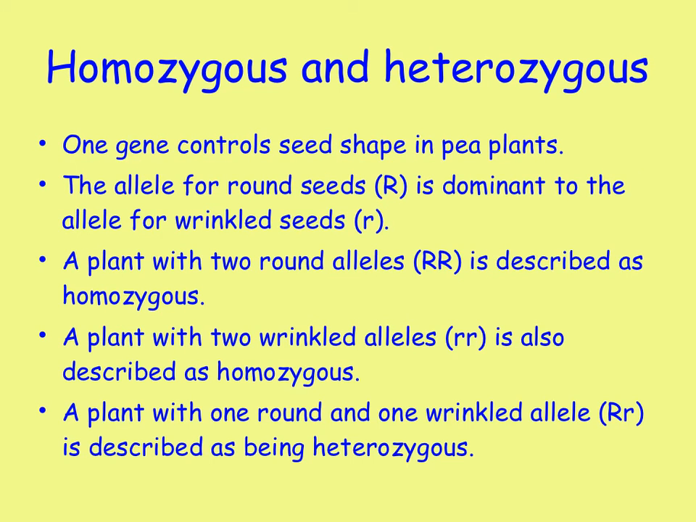Now here are some examples of homozygous and heterozygous. This is looking at seed shape in plants. We're told here that the allele for round seeds is dominant to the allele for wrinkled seeds, and it also gives us the letters that you can use. So a plant with two round alleles, that is capital R, is described as homozygous. A plant with two wrinkled alleles is also described as homozygous. But a plant with one round and one wrinkled is described as heterozygous.